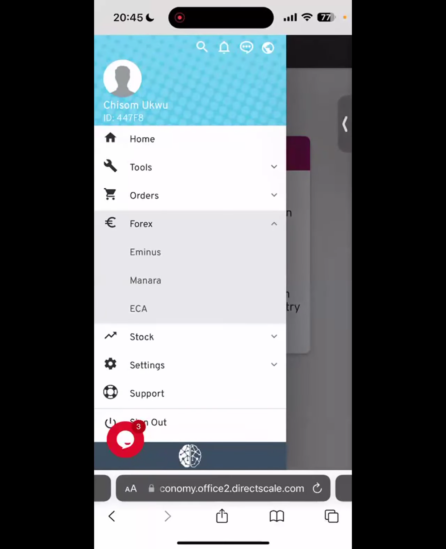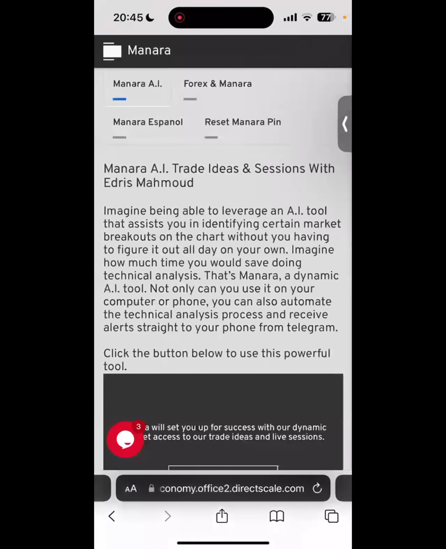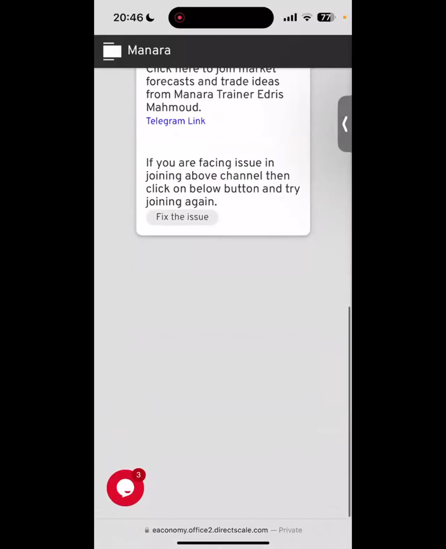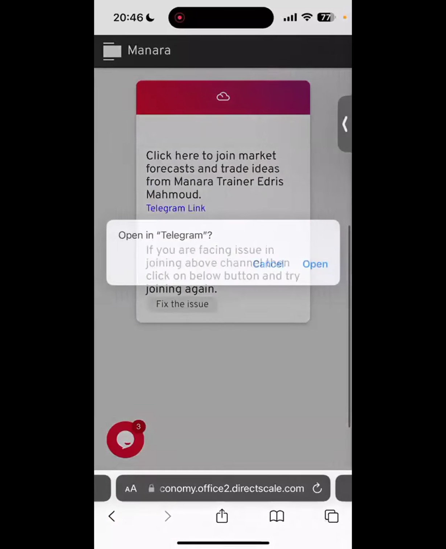Now we're going to come to Manara. So choose Manara. Okay, so we have Manara AI first off. You want to scroll down, then join the Telegram link. Okay, so go back. I'm assuming that you've joined because we can't see, there's a security measure there. So you've joined, yes? Yeah, I have. Okay, so go back.